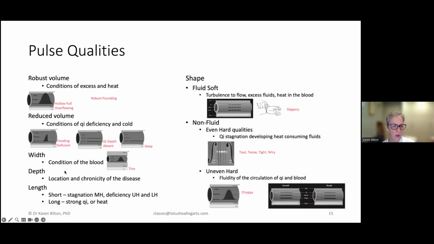Now, the width of the pulse gives us information about the condition of the blood. When we're palpating on the way down, we have that thin quality. But remember I said that we also palpate the blood depth, raising up from the blood to the organ depth.